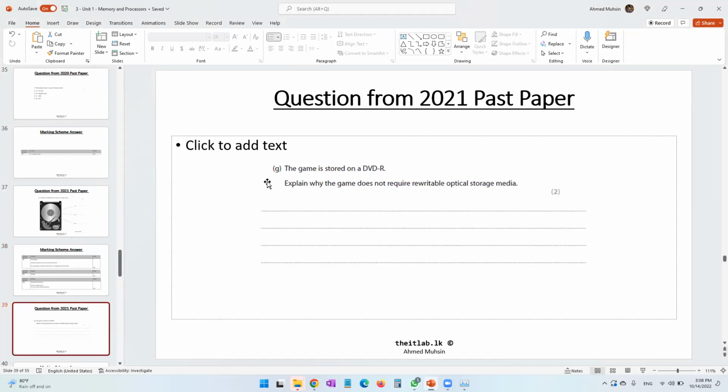Next, there's another one which says the game is stored on a DVD-R. So DVD-R means read only. You can only read data from it. You cannot make any changes to it. Explain why the game does not require rewritable optical storage media. So they're asking, why isn't it RW? Why is it only R?